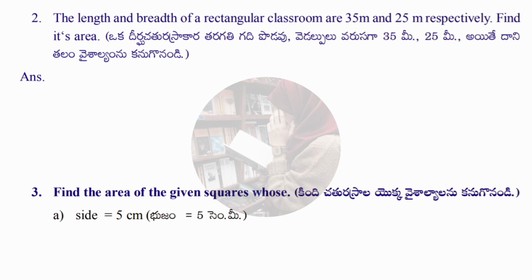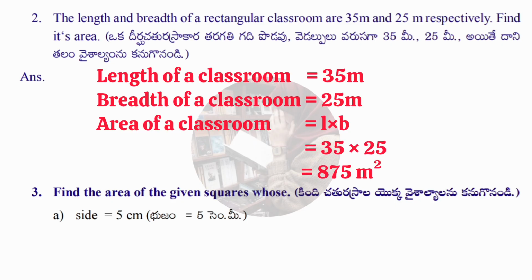Find its area. Here also we need to find the area of a rectangle, meaning the rectangular classroom, which is L into B itself. Okay, let's see the answer. Length of the classroom given is 35 meters. Then breadth of the classroom is 25 meters. Then area of the classroom is L into B, means 35 into 25 meters. If we multiply 35 into 25, we'll get the answer as 875 meters square.